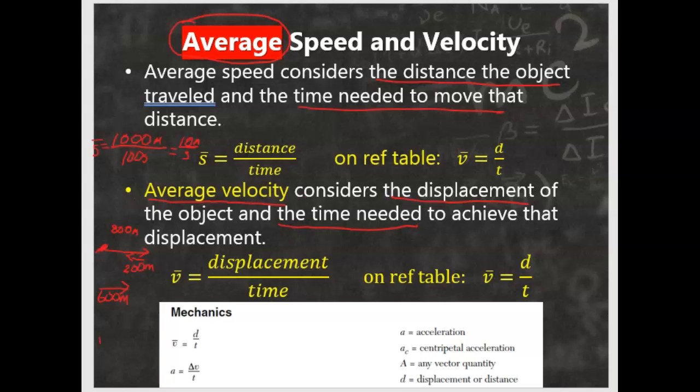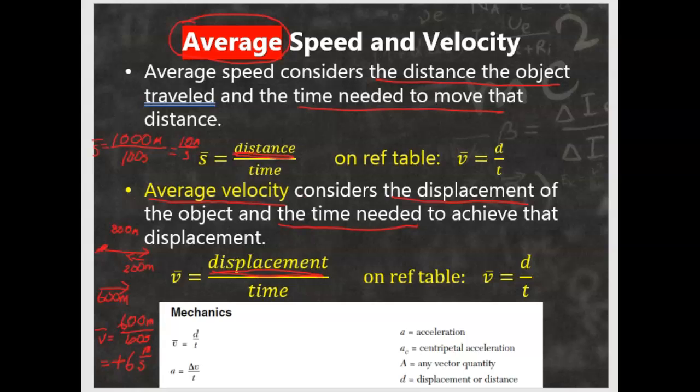And so in this case, our velocity would be 600 meters divided by 100 seconds. And so we would have, with positive as an indication of direction, 6 meters per second. So our average velocity would be 6 meters per second in the positive direction. Okay, so that's velocity. Velocity is the displacement that we ended up with divided by time, whereas speed is the total distance that we traveled divided by time.